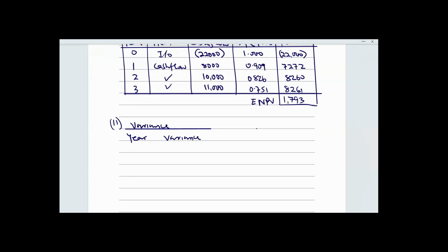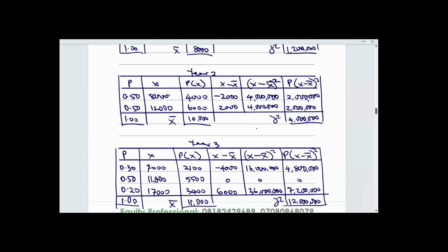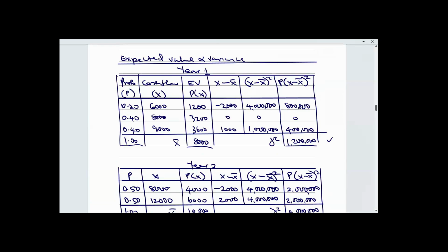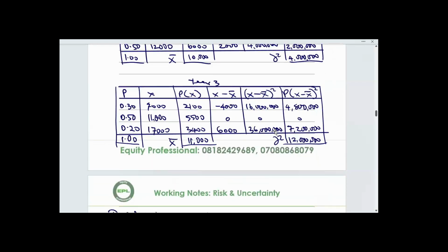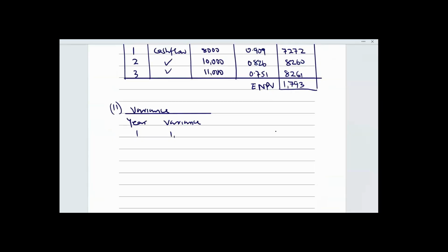Variance of year 1, we got 1,200,000. Let me go back. So we calculated, for year 1, 1,200,000; year 2, 4 million; year 3, 12 million. So that's that.